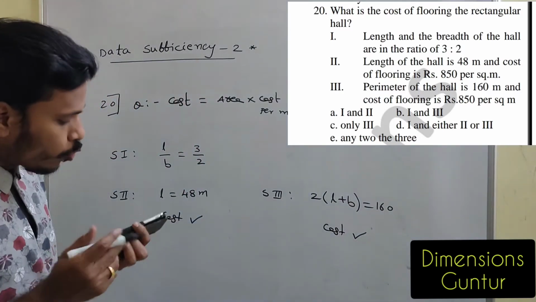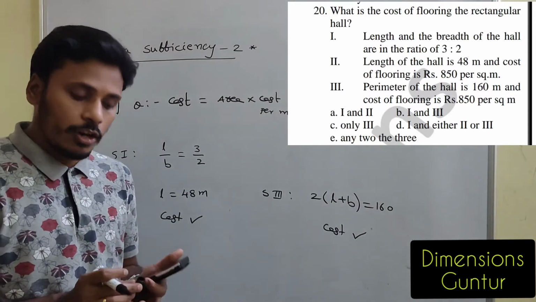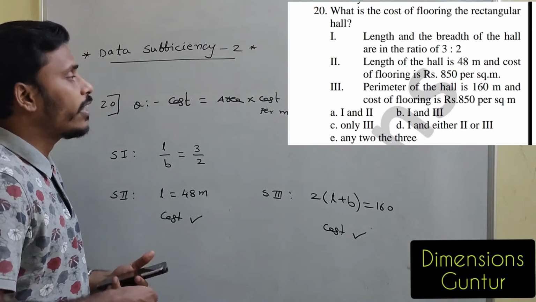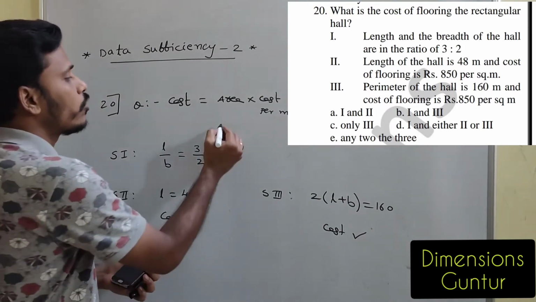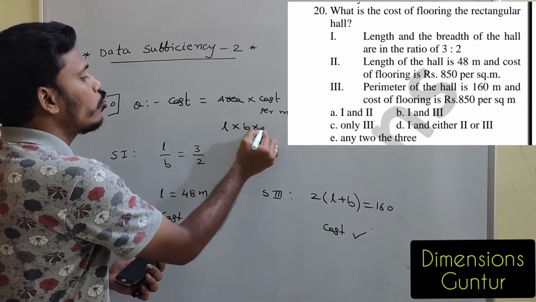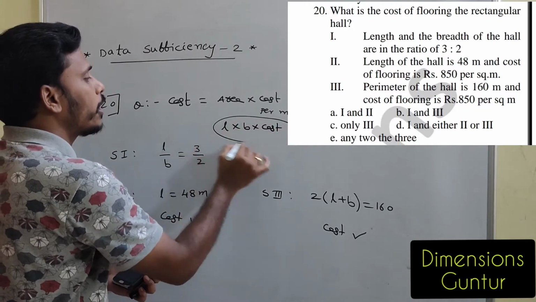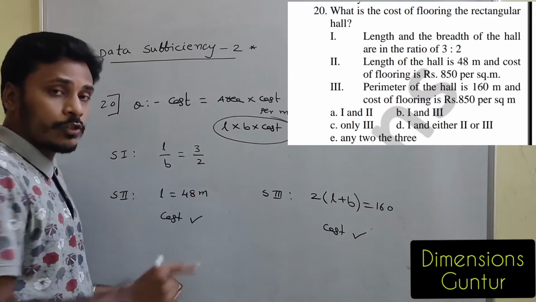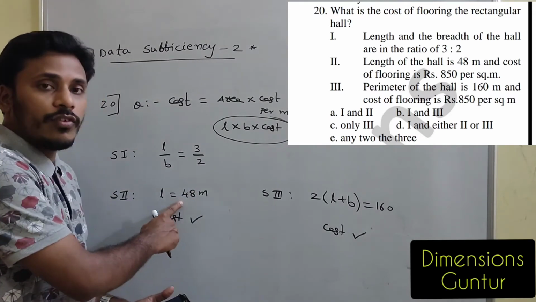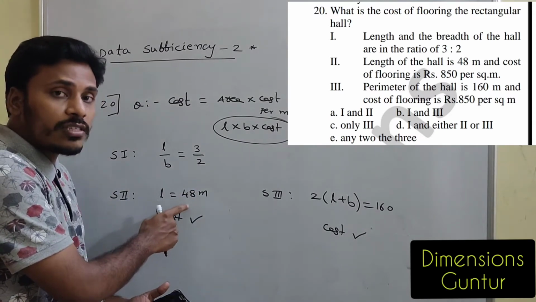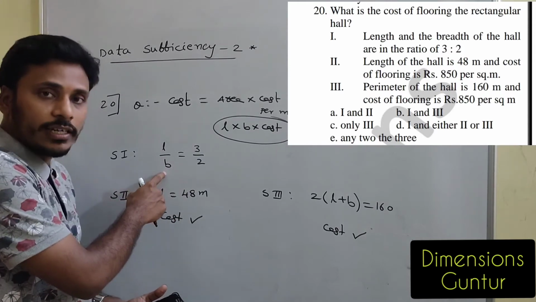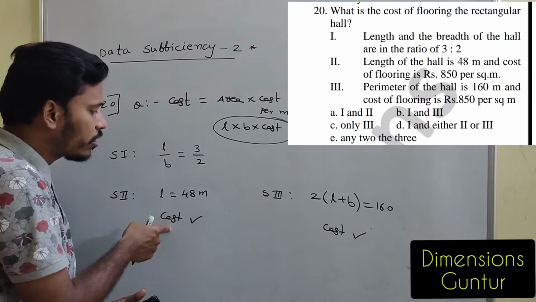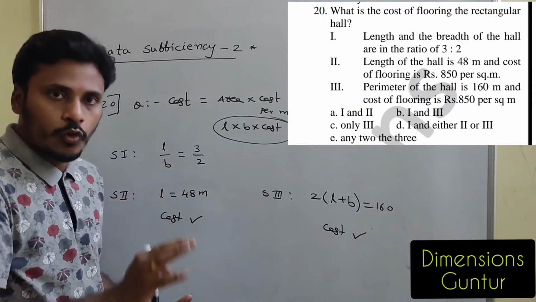At the end, to find the cost of flooring the rectangular hall, you need area. Area means L into B. So L into B into cost per meter square; if you multiply these three, that will give you the answer. Statement 2 is directly giving the value of L. If you use this L value in statement 1, you will get the value of B. So from these two statements, L is there, B is there, cost is also there. So 1 and 2 are enough to answer.